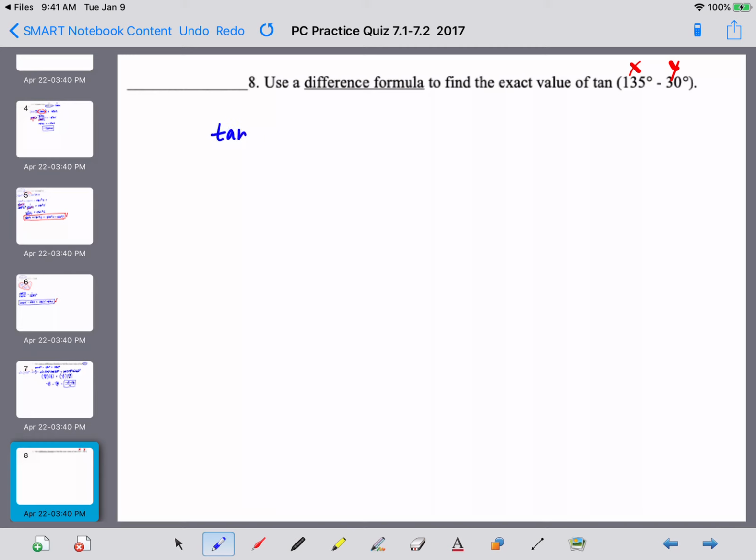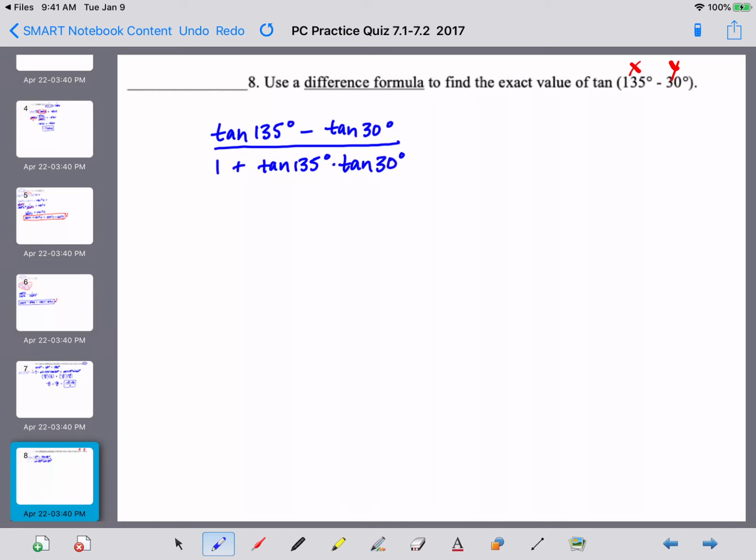This is tangent of 135 degrees minus tangent of 30 degrees. And then that is all over 1 plus tangent of 135 times tangent of 30.